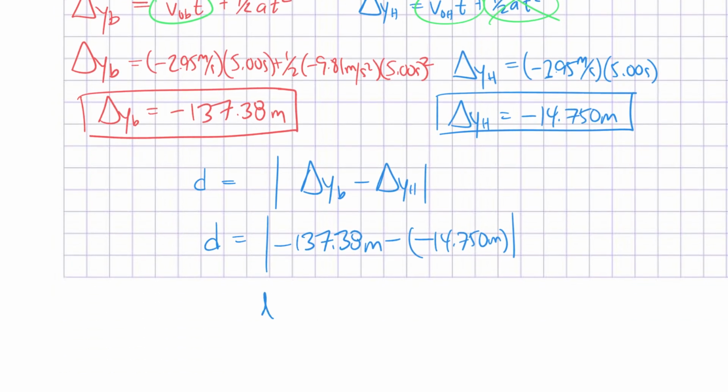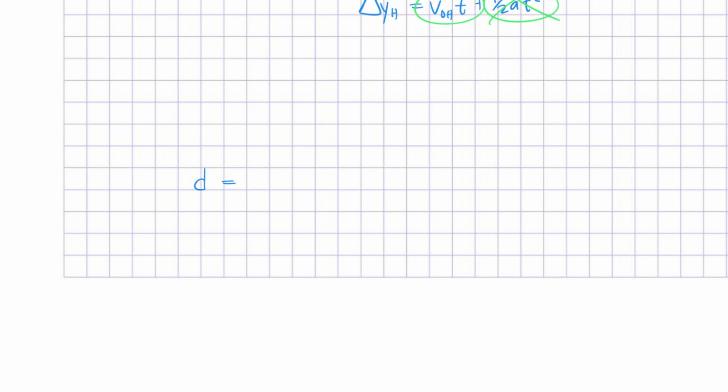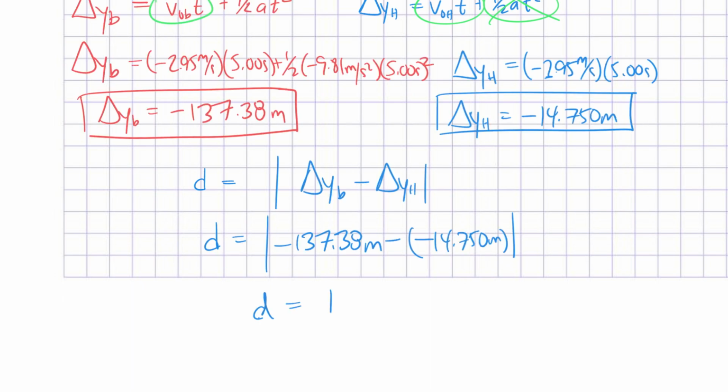Okay, so the distance between them is, and we'll take an absolute value because it just said how far is it below the helicopter. They didn't really want a number on this particular problem. So let's see. Okay, so I'm getting negative 122.63. So we'll make that positive 122.63 meters, or we could just say the distance is 123 meters because we want 3 sig figs.